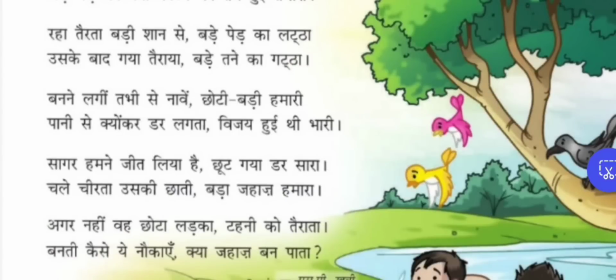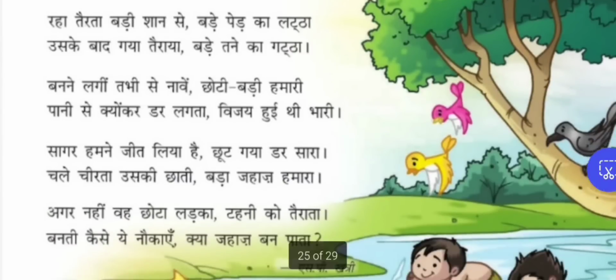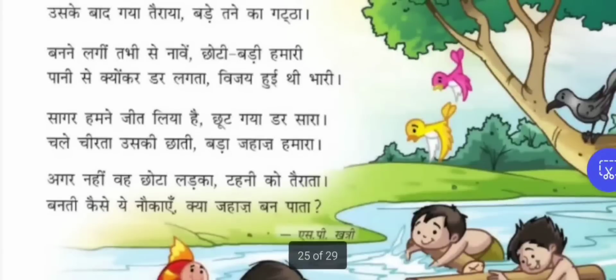So now we have constructed the boat to travel on river and ocean. This is written by S.P. Khatri. So in the next video we'll see the book back exercise and question answers. Hope you have understood the lesson. Read the lesson 1 or 2 times. Understand the meanings. Understand the deeper thought that is behind this poem. You have to think scientifically and you should be part of the invention to make life better for humans. Thank you, students.